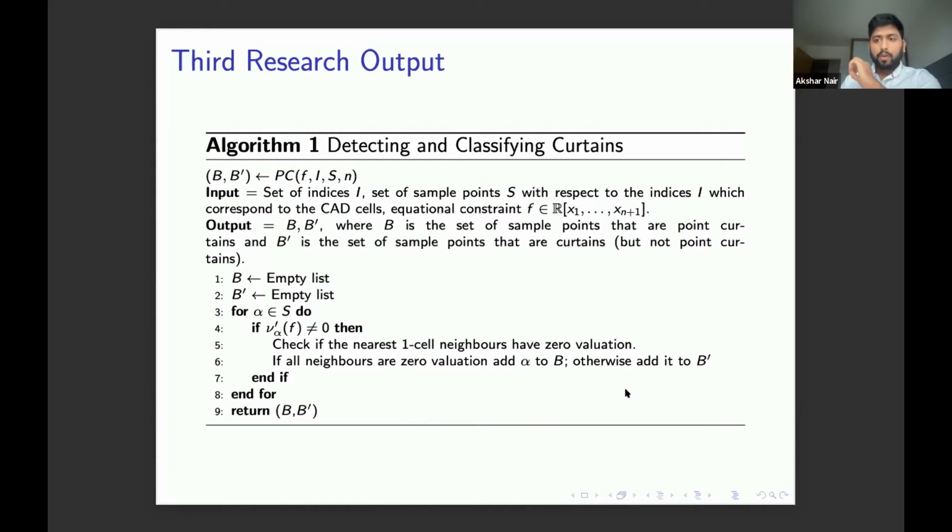This algorithm would only be able to detect curtains when we are lifting. So we would assume that curtains are not a problem at the n level and we project down. And then when we're lifting at the n minus one level, we check for all the sample points at the n minus one level whether above them they would be the base for a point curtain or a non-point curtain. If they were all point curtains, then we would just project upwards and we would be completely fine.